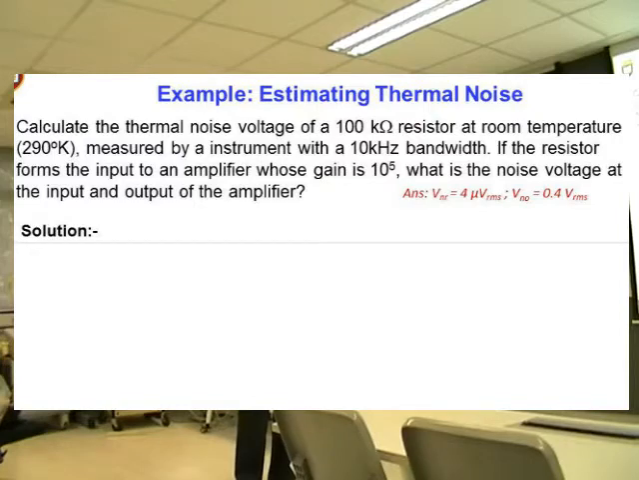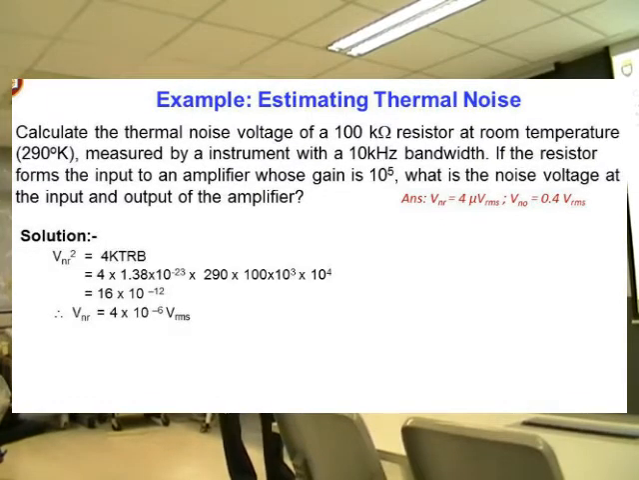In this example, we want to calculate the thermal noise voltage of a 100 kilo ohm resistor at room temperature, which is 290 degrees Kelvin, measured by an instrument with a 10 kilohertz bandwidth. If the resistor forms the input to an amplifier whose gain is 10 to the 5, that means 100,000, what is the noise voltage at the input and output of the amplifier? The answer is there, so you can work out for yourself. But if you want to know the solution, here's the solution.